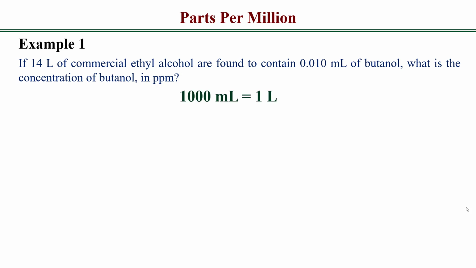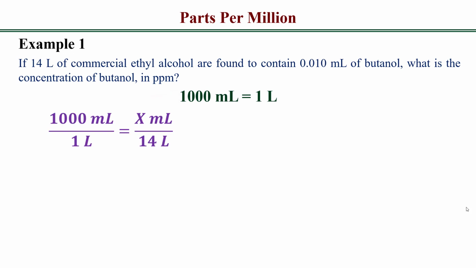Now, the first thing we want to do is make the units the same. This is a volume in volume preparation, and so we want the units in both the numerator and the denominator of our ratios to be the same. So we're going to convert the liters to milliliters and work in milliliters going forward. The conversion factor is 1,000 milliliters make up 1 liter.